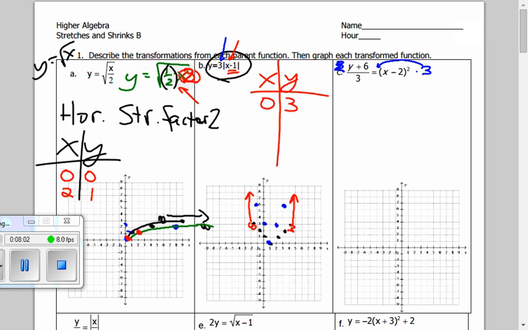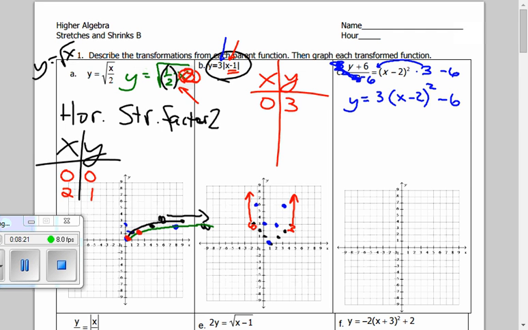And then after I did that, I'd want to get rid of the +6. How do I do that? Not add, subtract 6. Subtract 6. Now I'm going to rewrite it. Y equals 3, parentheses, x minus 2, squared, minus 6.